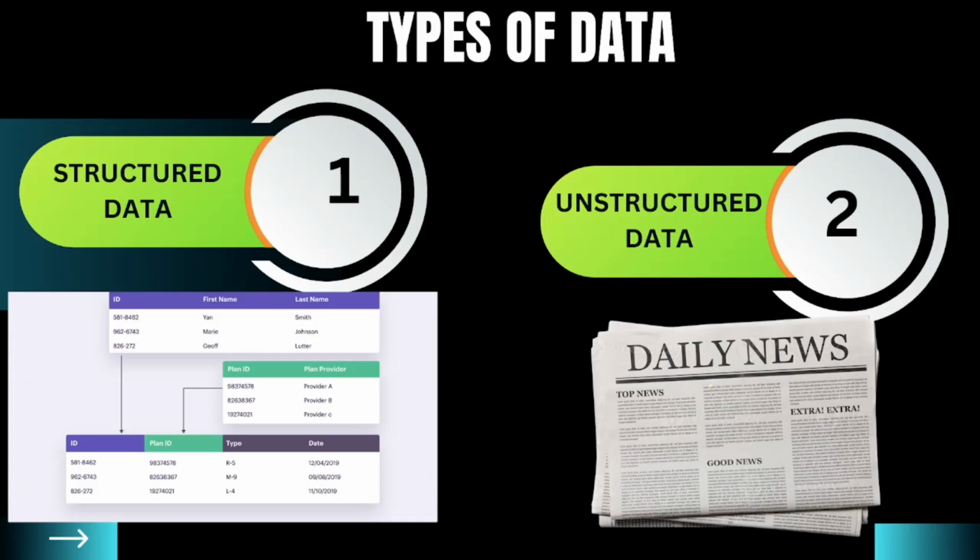For unstructured data, the best example is a newspaper. A newspaper doesn't have any pattern or format they have to follow. But here there is a format: you have to put it in rows and columns. In the newspaper there is no format. Images will come in between, posters will come in between. There is no particular format they follow. That is an example of unstructured data.